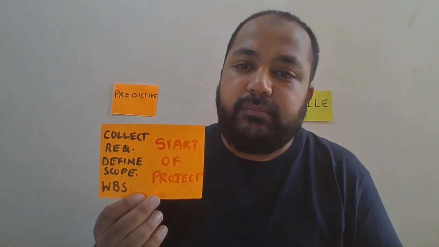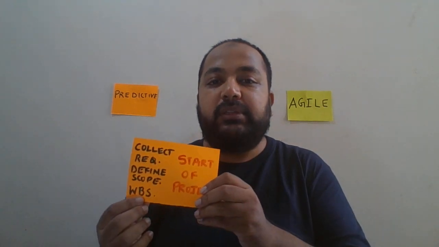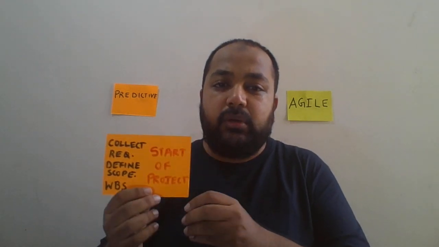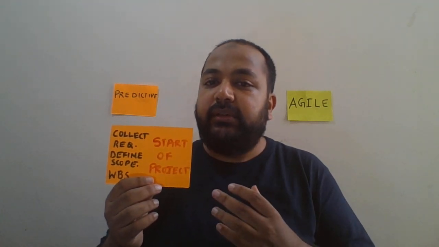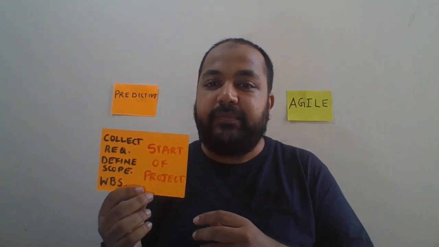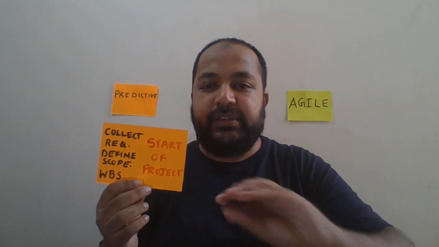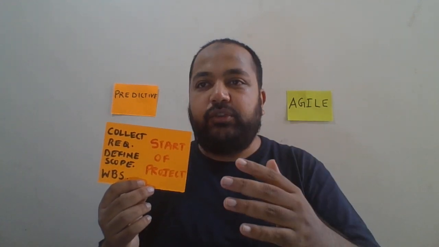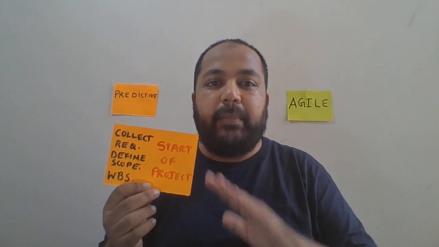Next one. How about collecting the requirements, defining the scope and the work breakdown structure? As I told, in a predictive project these are defined in the early start of the project. Once this is defined and done and sealed, 100 features, 100 requirements, this is how it has to look, this is the duration, this is when we need it, it's done. You're not going to come back for that.